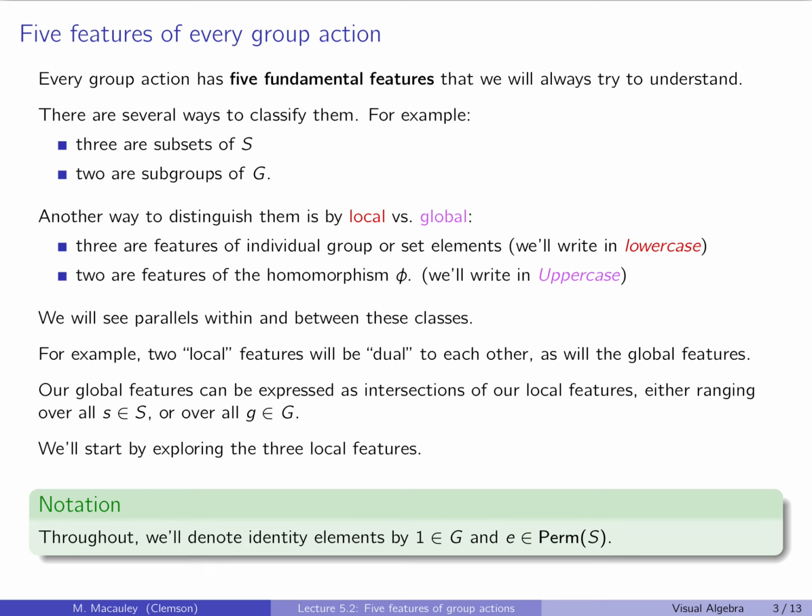Throughout this lecture, we will have two different groups. We'll have the group G, which is the domain of the action, and then the permutations of S, which is the codomain. And both of these have an identity element, and just to keep them straight, I will denote the identity element in G by 1 and the identity permutation by E.